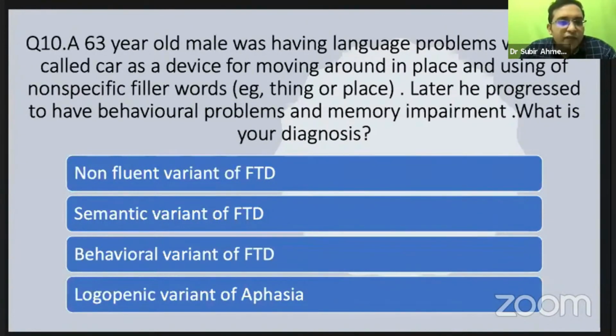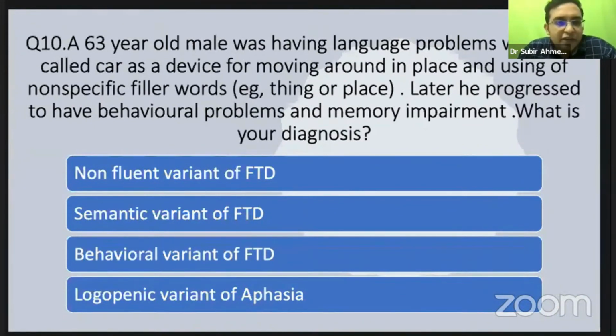Whether it is a non-fluent or agrammatic variant of FTD, semantic variant of FTD, behavioral variant of FTD, or a logopenic variant of FTD. So he was not getting the names. So in Malayalam, it will be like adu konduva, idu konduva. In Hindi, it will be ye leke aana, wo leke aana. Tamil, adu konduva, idu konduva. They won't be getting words, specific words. This is actually a semantic variant of FTD.